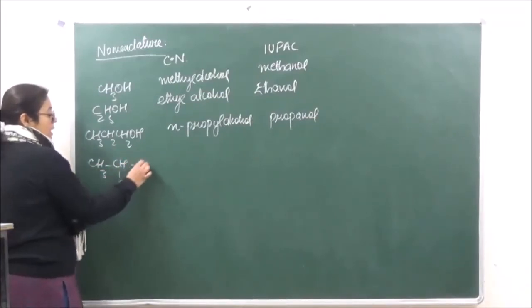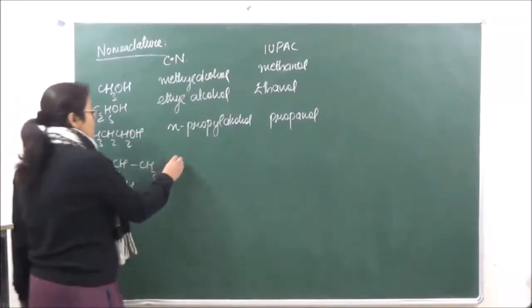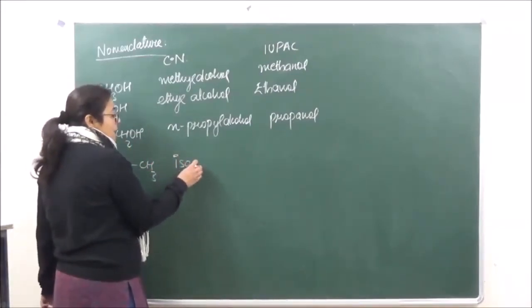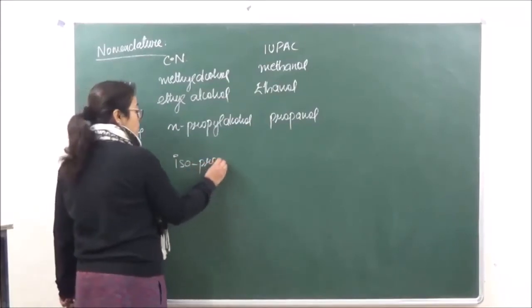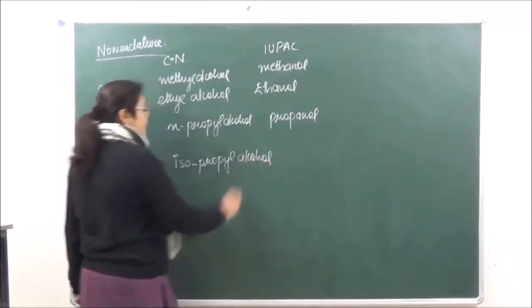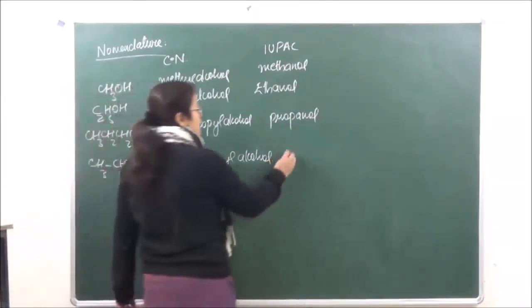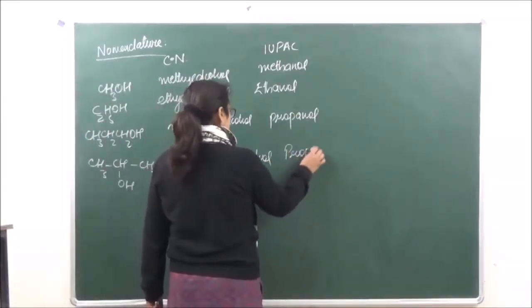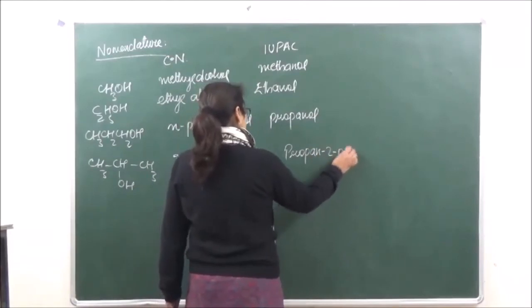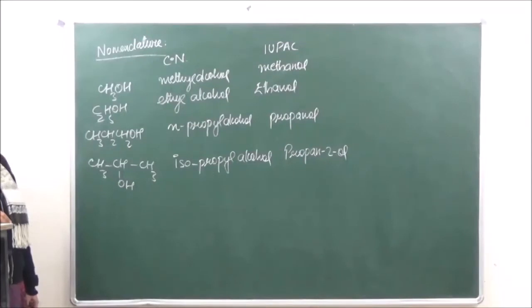Okay? Similarly, this can also be written as CH3CHOHCH3. Now, as this is the isomer of the previous one, in the common name, this is named isopropyl alcohol, right? This is known as isopropyl alcohol, and the IUPAC name is propan-2-ol. Okay, it is known as propan-2-ol.